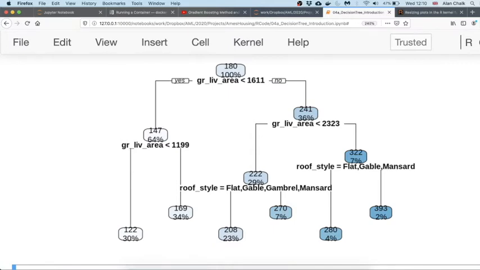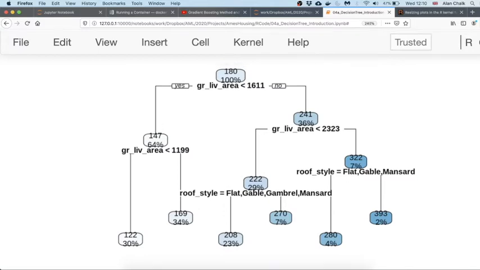At the very top, you can see the first split was made on living area. If the living area is less than 1,611 square foot, we go to the left, and the price is much lower. If the living area is greater, the price is much higher. And if you carry on going down the left-hand side, you can see that it splits again. This time living area less than 1,199, and if it is less, you get $122,000. If it's more, you get $169,000, and that's compared to the other side of the tree for larger houses, where it's $241,000.